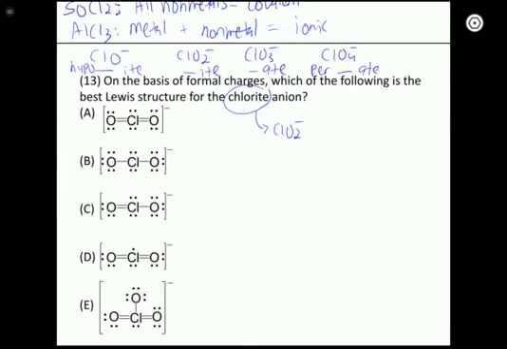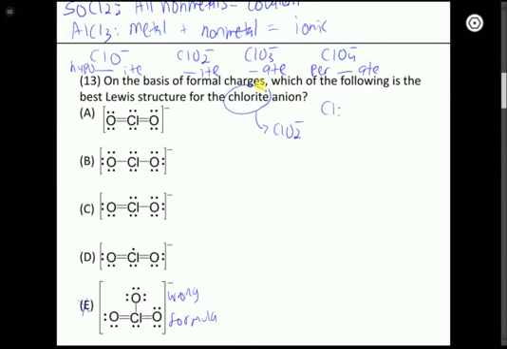Alright, so when we're evaluating Lewis structures, that takes out choice E because this is the wrong formula. But whenever we're asked to evaluate Lewis structures, is this a valid Lewis structure? Is this the best Lewis structure? Whatever the case is, I think the best thing to do always is count electrons first. If your Lewis structure has the wrong number of electrons, it definitely cannot be correct. So let's just do that real quick for this.